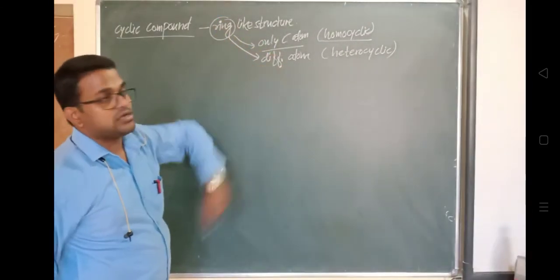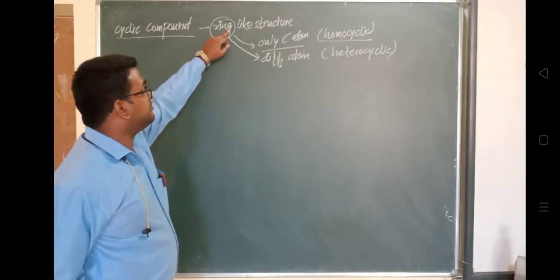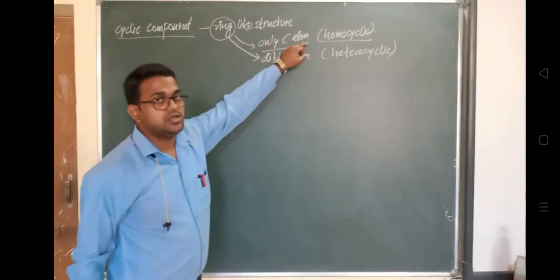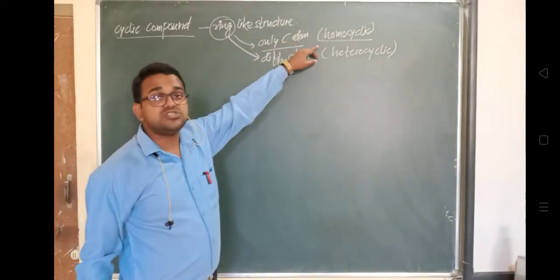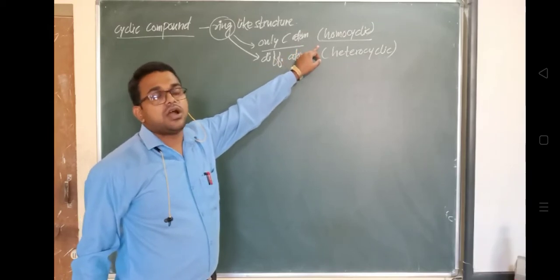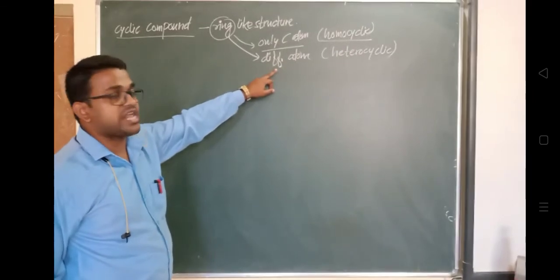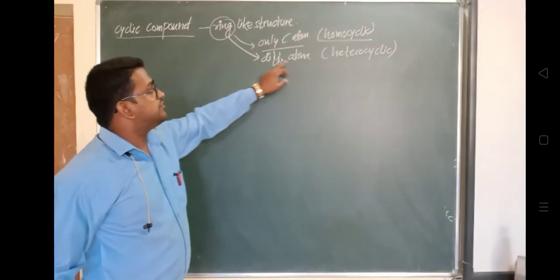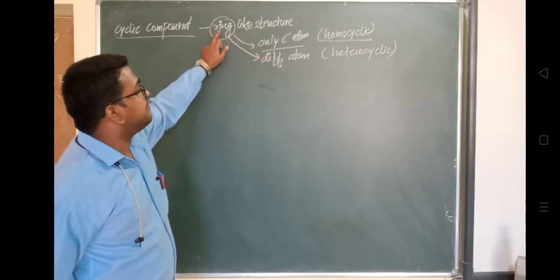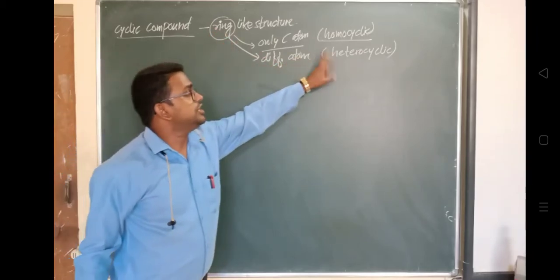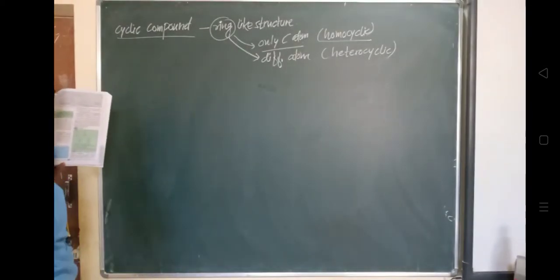Homocyclic compounds are those compounds in which the ring or the closed chain is made up of only carbon atoms. That's why, as it is made up of only carbon atoms, it is called homocyclic, of a similar atom, and that similar atom is nothing but carbon. But in the case of heterocyclic, hetero means different, so a different atom will take part in this compound, and that's why the ring which will be formed will be called a heterocyclic compound. So a compound formed using such a ring will be called a heterocyclic.